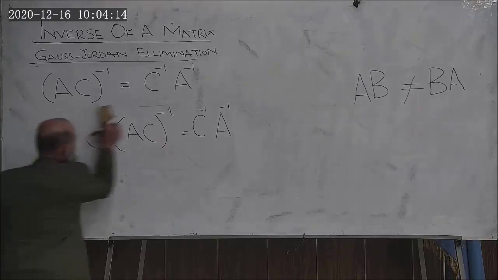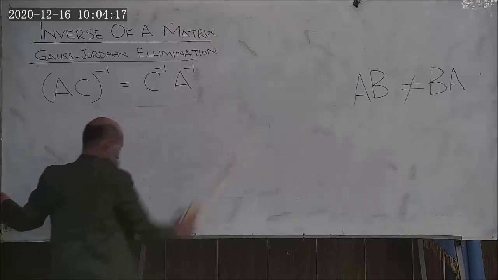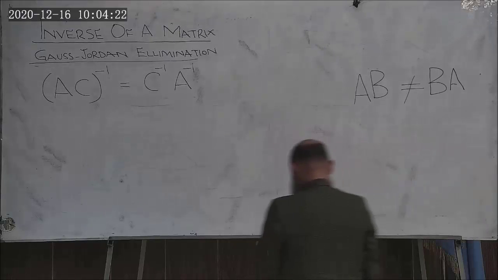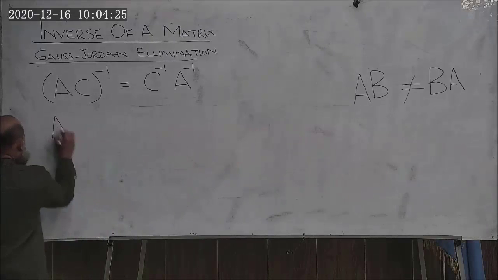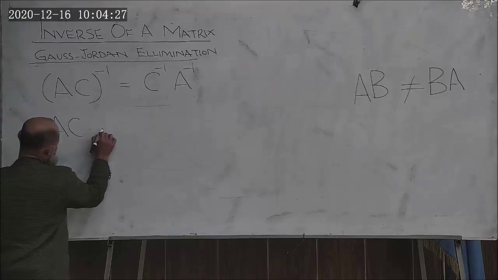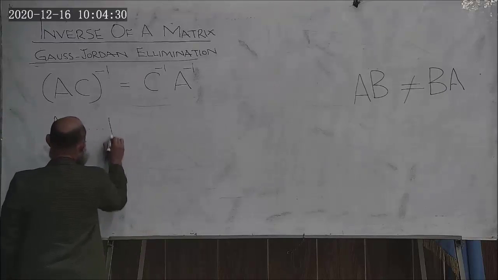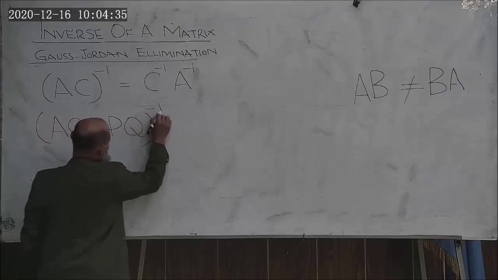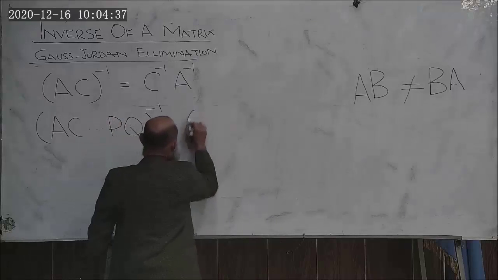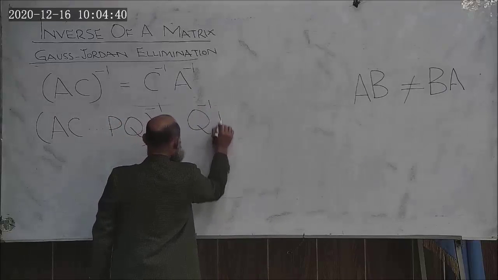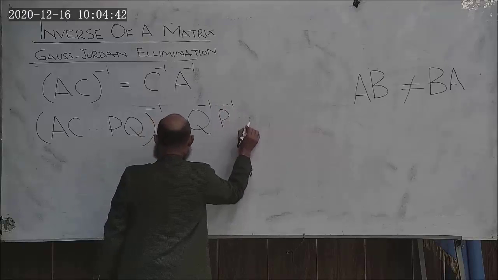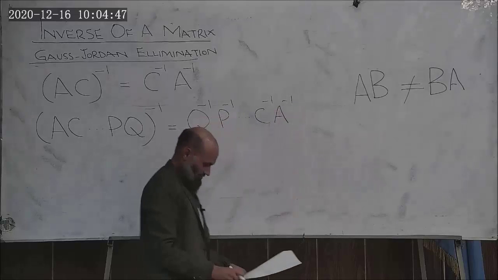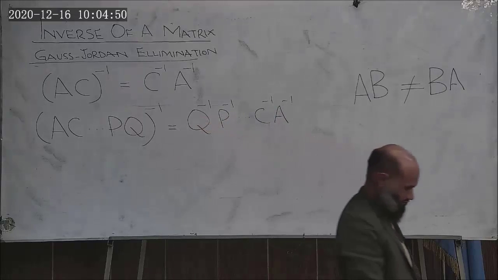In general, if you have more matrices, that is, A multiplied by C multiplied by other matrices, multiplied by P multiplied by Q, whole inverse, what is that equal to? Q inverse, P inverse, and up to C inverse and A inverse. That is the inverse of a product of matrices.